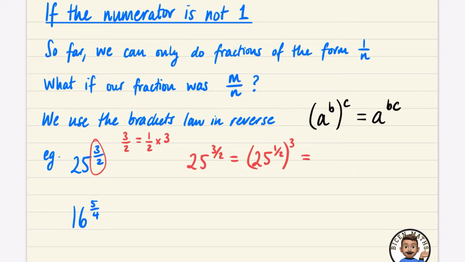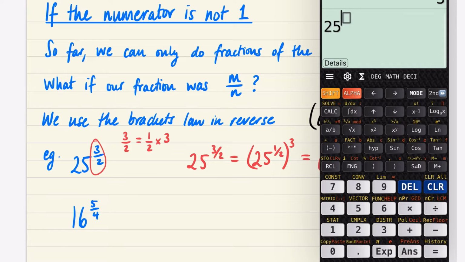So what we need to do now is think what this part means. Well, 25 to the power of a half means the square root of 25. So I'm going to try and evaluate this now. The square root of 25 is 5, so it's going to be 5 cubed, and 5 cubed is 5 times 5 times 5, which is 125. So now we've looked at an example where the fraction has not got a 1 on the numerator. And I'll show you it's true. If I do 25 to the power of 3 over 2 on the calculator, we do get the answer 125.